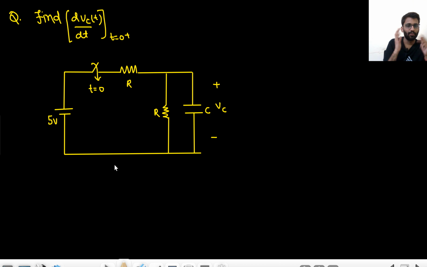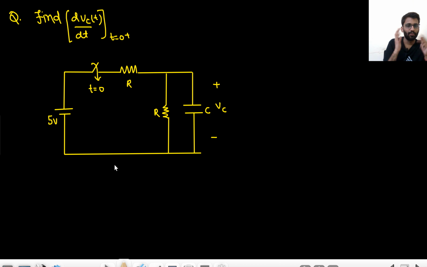So you need to solve the problem by writing the differential equation only. Just try to think as much as you can, then see the solution. I need the complete equation in terms of Vc. That's my target, right? Let's call this current I.